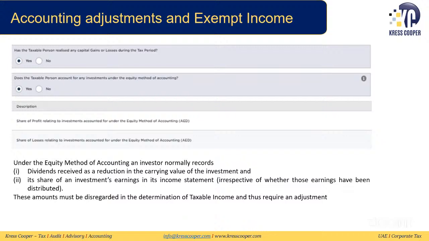And this amount has to be disregarded when we are determining the taxable income, and it requires an adjustment to the net profit. That is why it is asking you to put in the share of profit relating to the investment which is accounted under the equity method, and also to put in the share of the losses so that it can be excluded.